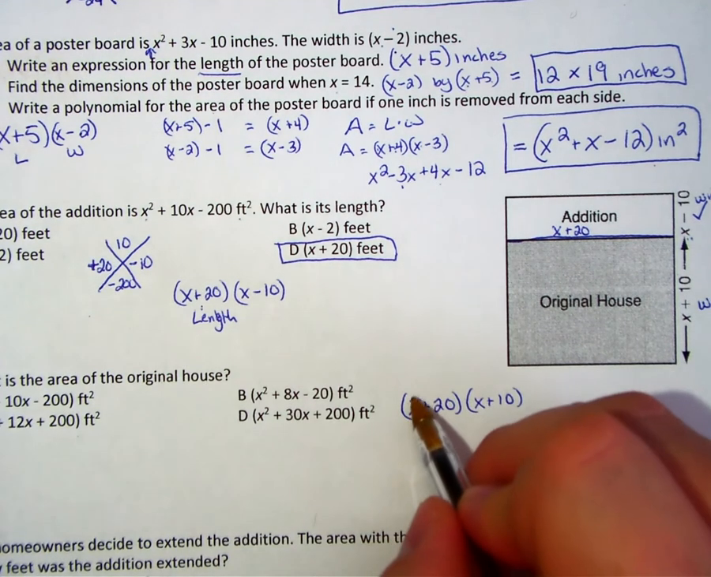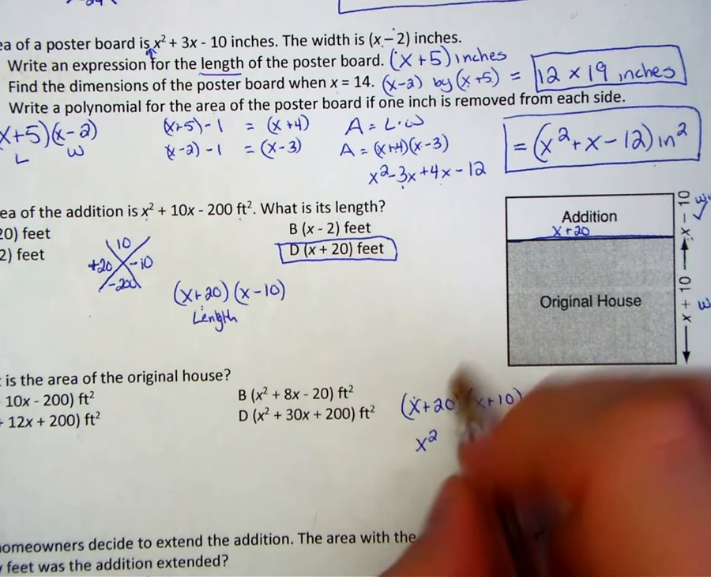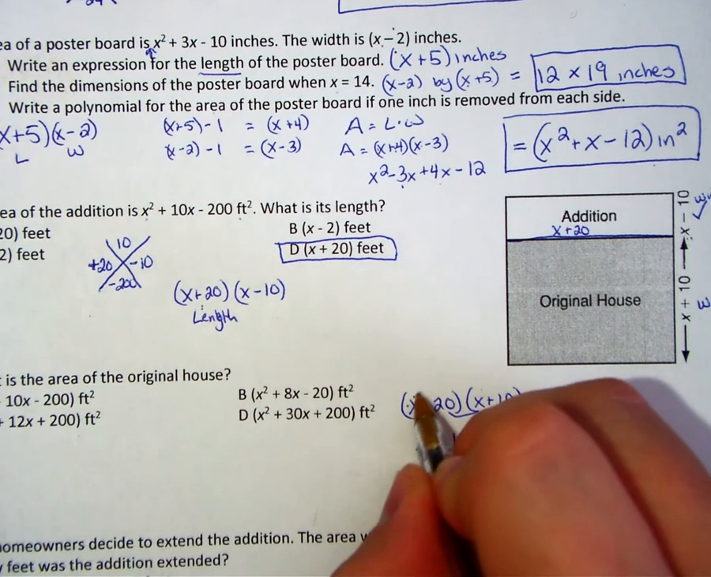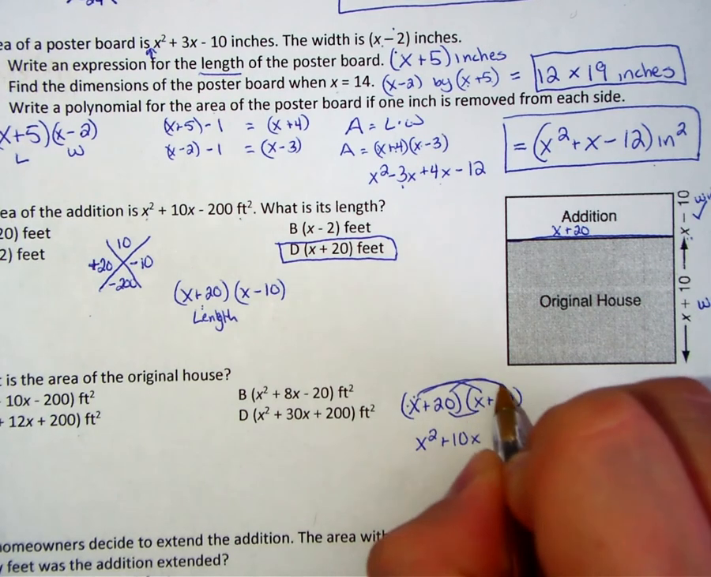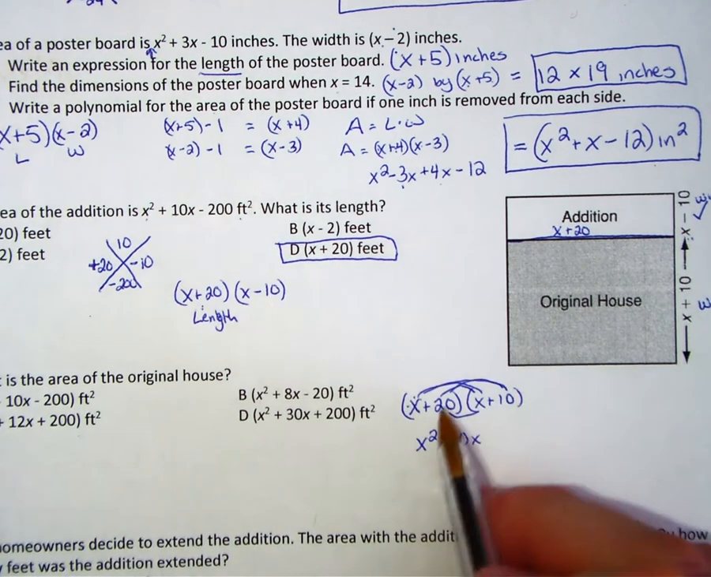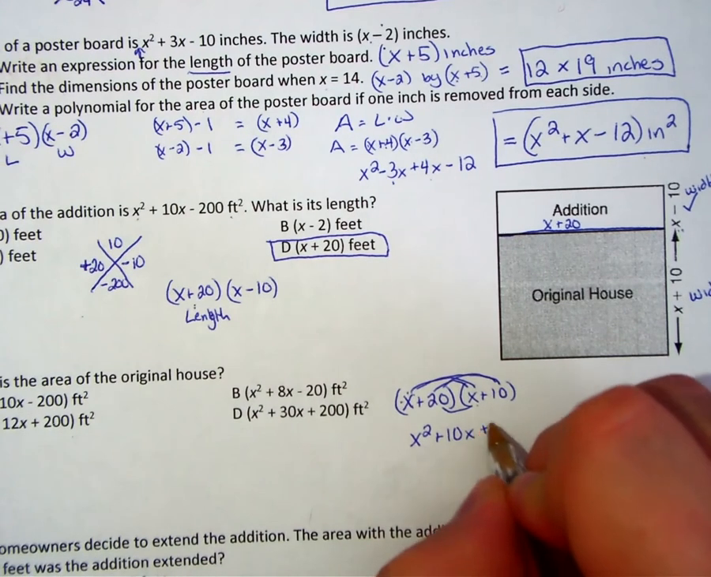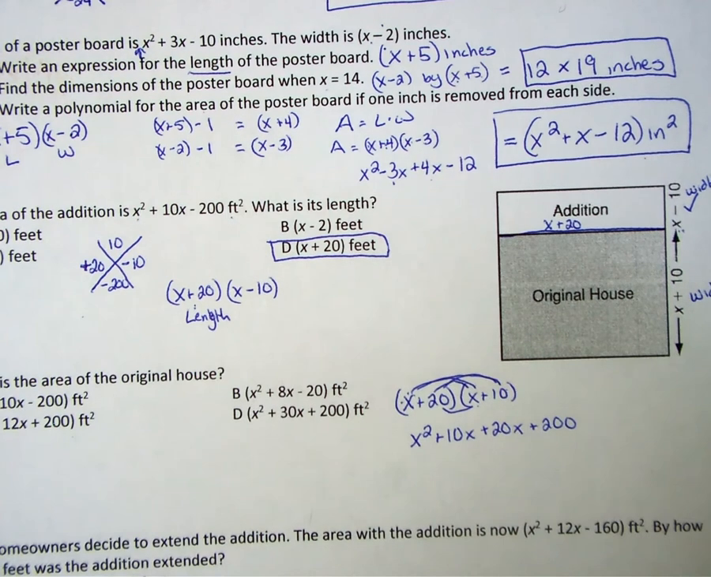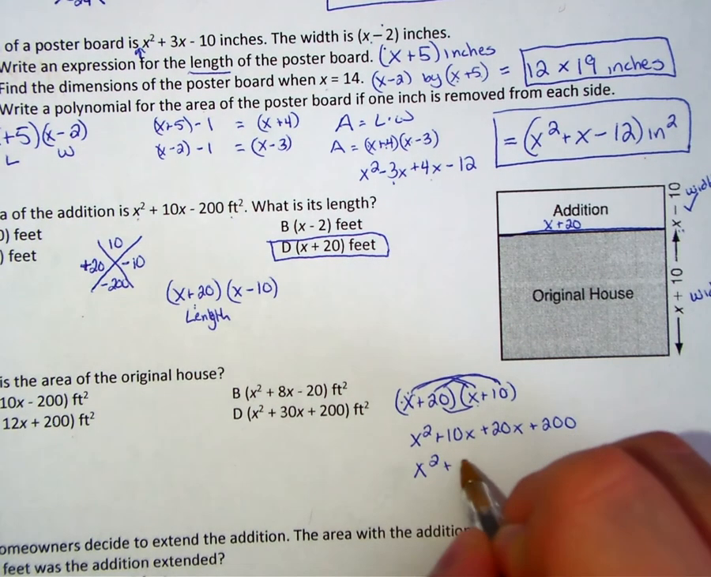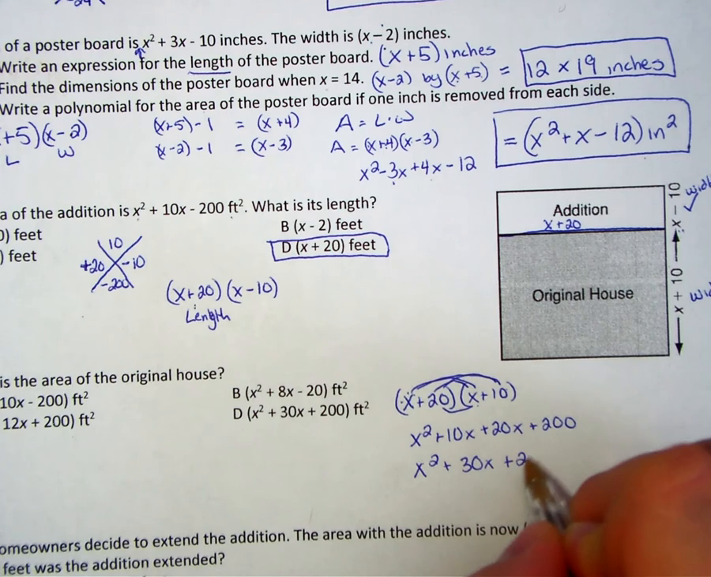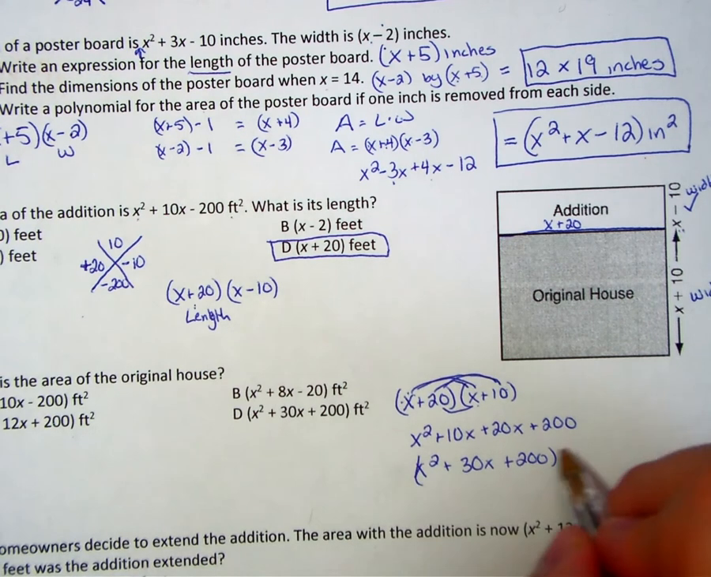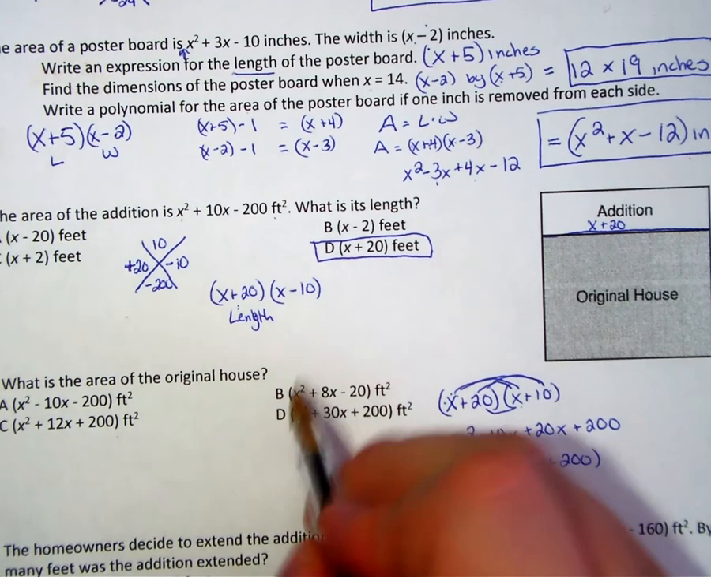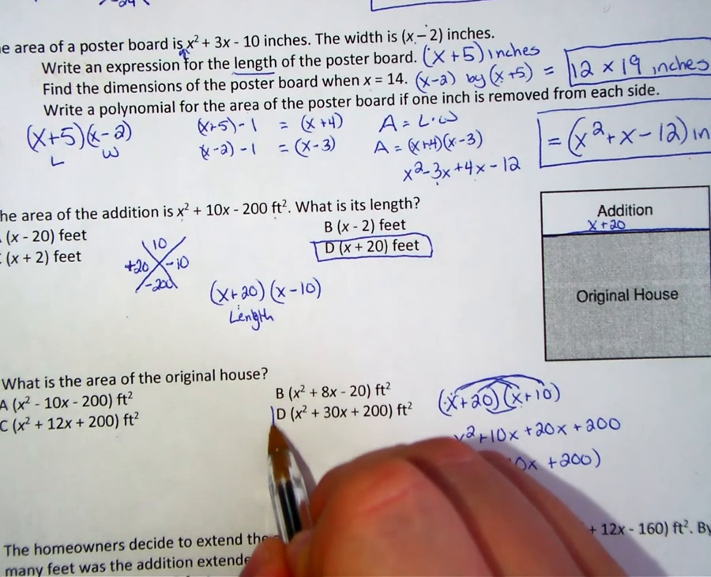And we're simply going to FOIL again. X times x gives me x squared. X times 10 gives me a positive 10x. Oh, wait. There we go. 20 times x gives me a 20x. 20 times 10 gives me a 200. And we combine like terms. X squared plus 30x plus 200 is going to be the area of the original house. And again, that appears to be answer D.